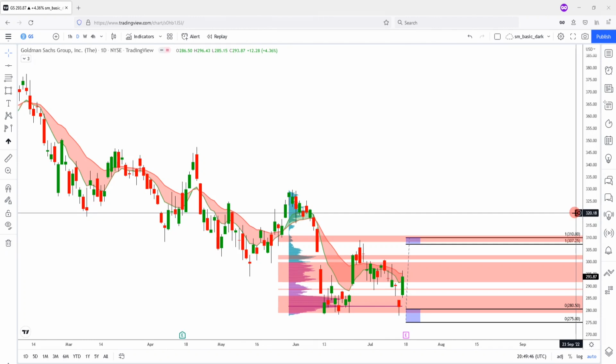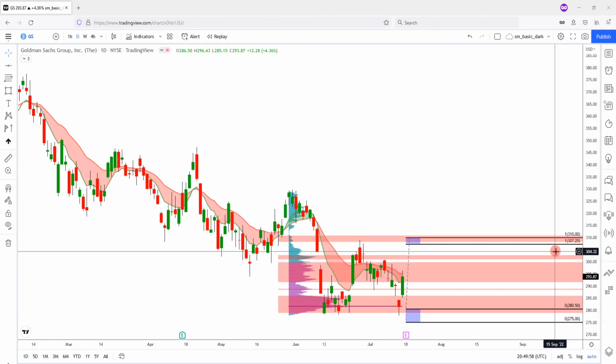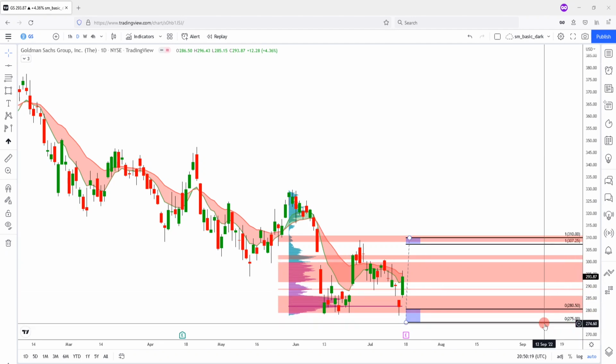And Goldman Sachs is also scheduled to report earnings on Monday before the market open. The expected move for the Goldman Sachs earnings report on the upside is $307.25 to $310. So that's the upper range. And the lower range is anywhere between $280.50 to $275. So essentially, we could see Goldman Sachs move anywhere between $275 to $310 on the expected move for the earnings.